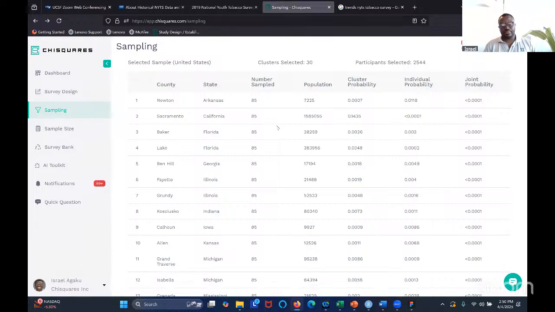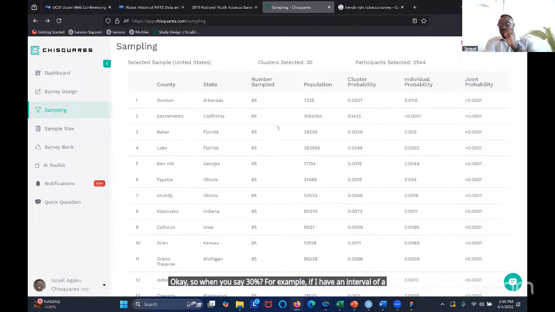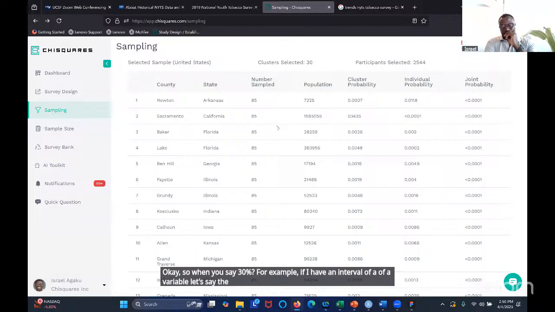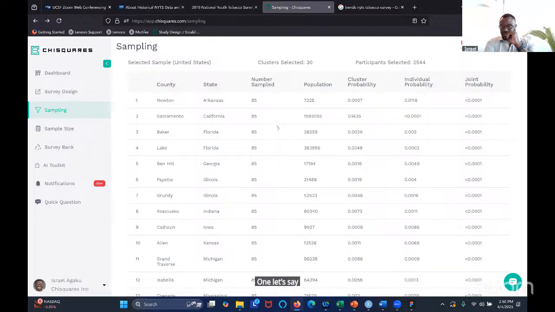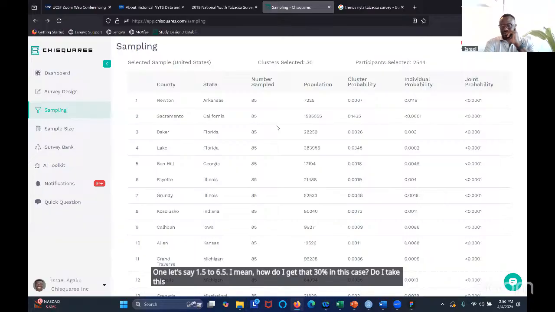Okay, so when you say 30%, for example, if I have an interval of a variable, let's say the limits are 1.5 to 6.5, how do I get that 30% in this case? Do I take this difference and divide by the lower one, or how do I arrive at the 30%? That's what I'm not clear about.